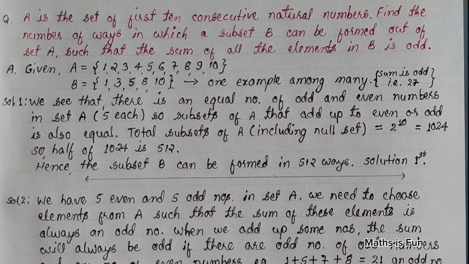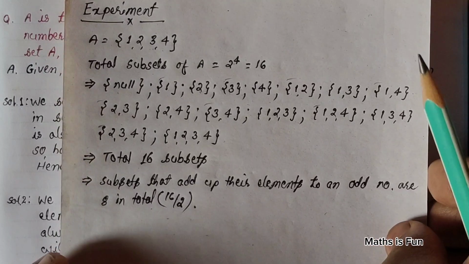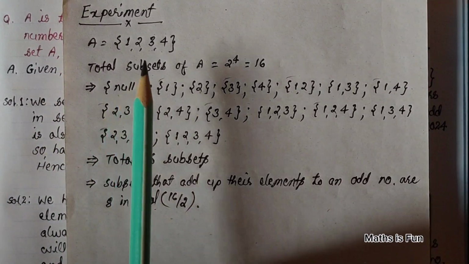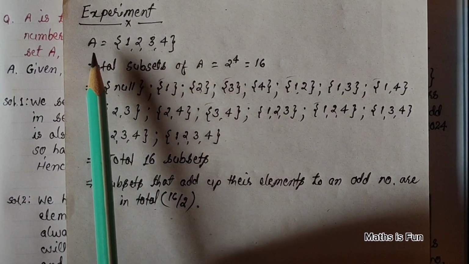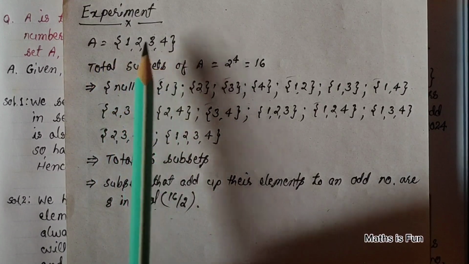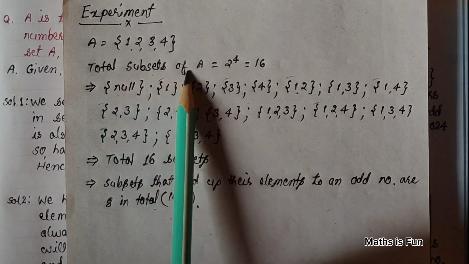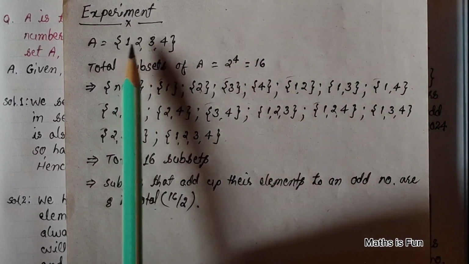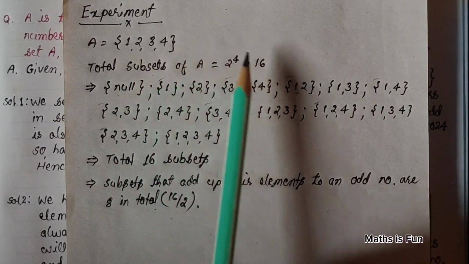To make it more clear, now we will do an experiment. That was using 10 consecutive numbers, but in our experiment we will use fewer numbers so that we can understand it better. You can take the set A as having only the first 4 consecutive numbers, that is 1, 2, 3 and 4. So the total subsets of A will be 2 to the power 4. There we did 2 to the power 10, here I am doing 2 to the power 4. So the total subsets of A are 16.